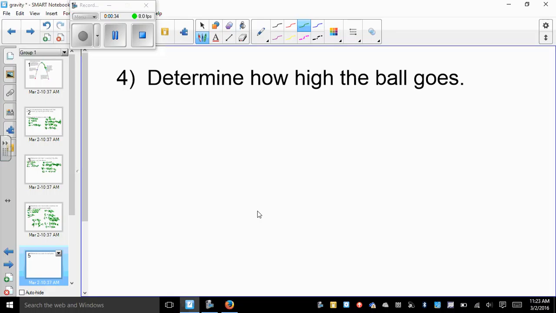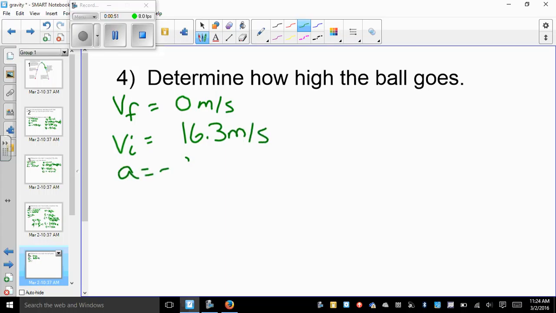So let's look at the information I have. How high the ball goes. Well, the V final is 0. V initial is still 16.3 meters per second. My acceleration due to gravity is negative 9.81 meters per second squared. And what I really want is my displacement, how high that it went. So I go to my formula sheet and I start shopping around. Is there some sort of relationship between V final, V initial, A, and D?